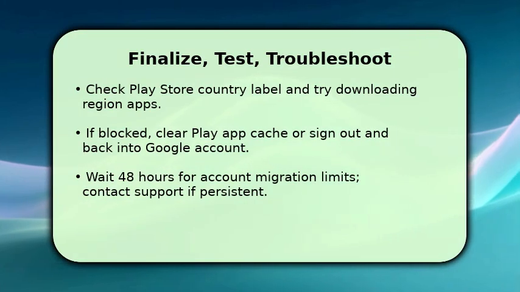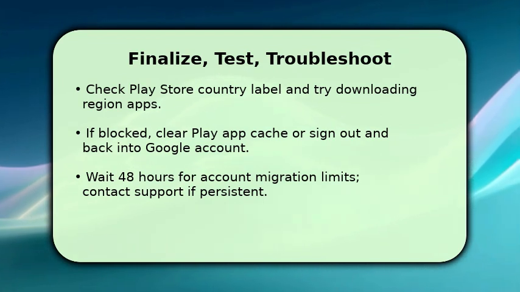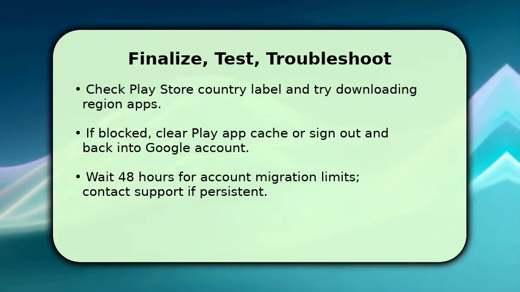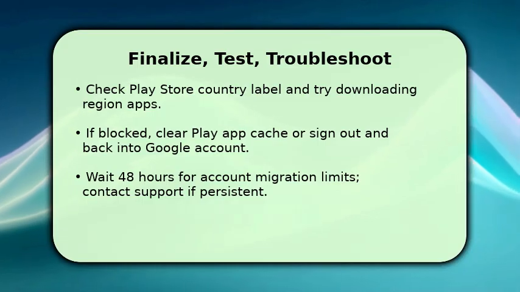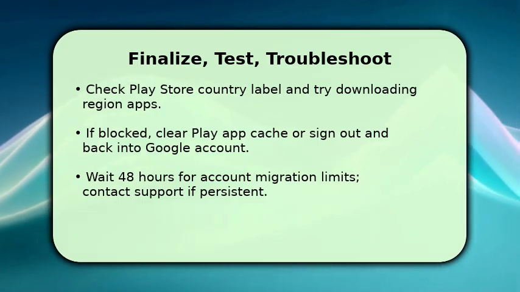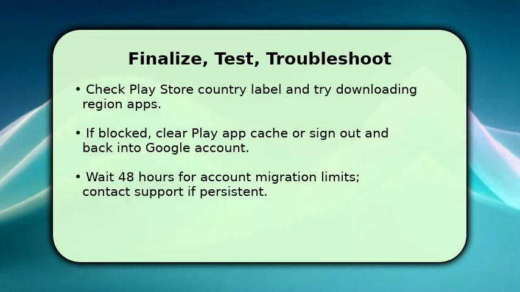Finish by confirming the country label under Account and attempting to download an app exclusive to that region. If it installs, you're done. If Play still shows the old country, clear the Play Store cache and data, reboot, and sign back in. Sometimes the app needs a fresh sync.